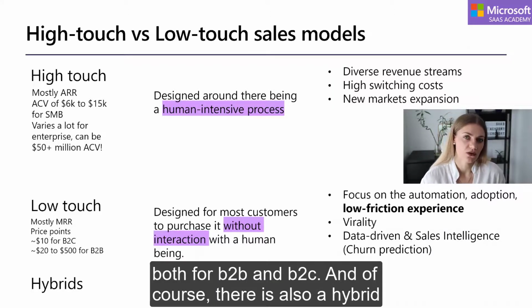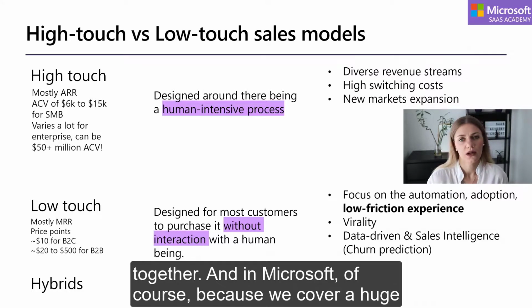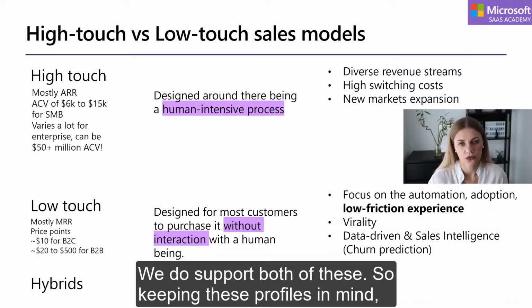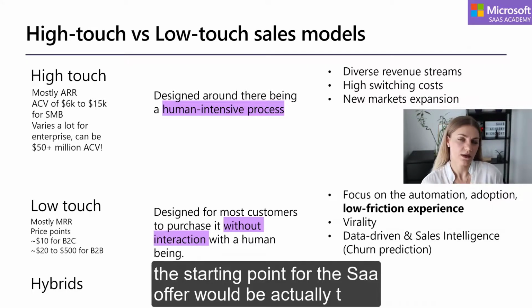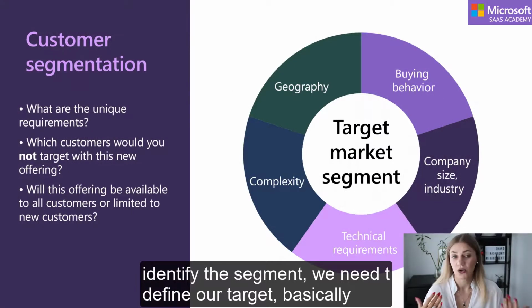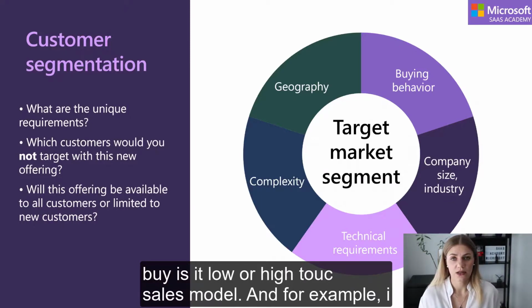And of course, there is also a hybrid sales approach, where these two models coexist together. At Microsoft, because we cover a huge variety of different customers and segments, we do have both. We support both of these. So keeping these profiles in mind, the starting point for the SaaS offer would be to identify the segment. We need to define our target: what type or size is the company, how do they prefer to buy, is it a low or high touch sales model.